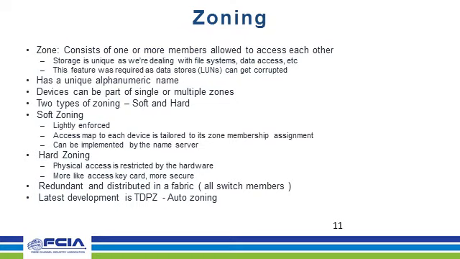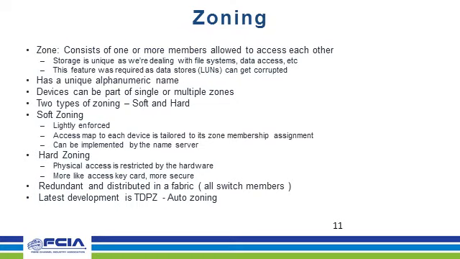So the concept of zoning is required in order to make sure some of the data stores and LUNs don't get corrupted, because different file systems have different signatures. If for some reason a file system gets access to a LUN and puts a signature on it, then the LUN can get corrupted. So zoning is a very critical feature in a SAN, and it's very unique to Fibre Channel. Devices can be part of a single zone or multiple zones, and each zone has a unique alphanumeric name.